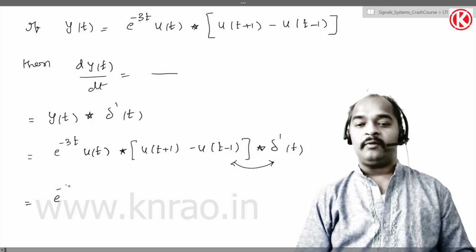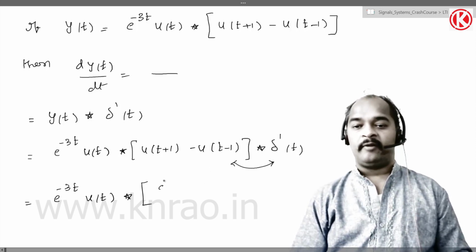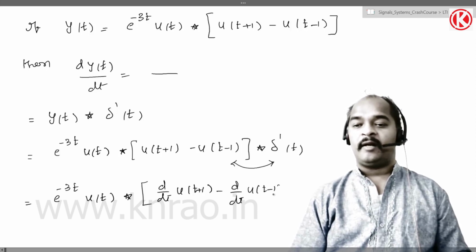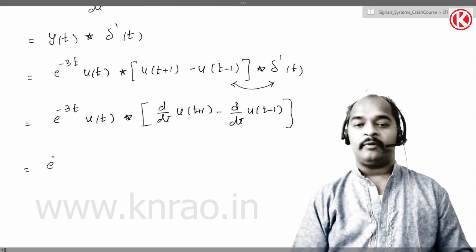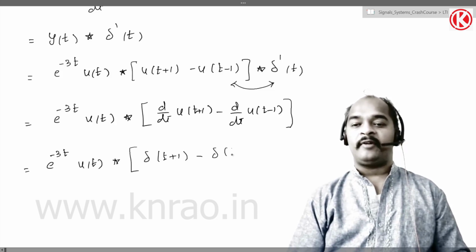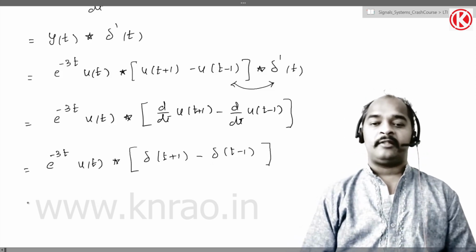So this should be equal to e power minus 3t u of t convolved with, using the distributive property, d by dt of u of t plus 1 minus d by dt of u of t minus 1. That should be equal to e power minus 3t u of t convolved with the derivative of u of t plus 1, which is delta of t plus 1, minus the derivative of u of t minus 1, which is delta of t minus 1. Now let's again use the distributive property.